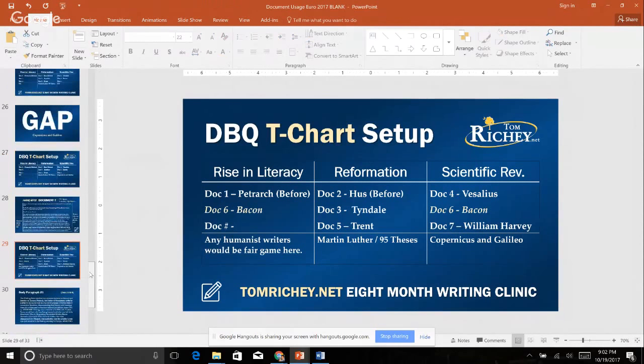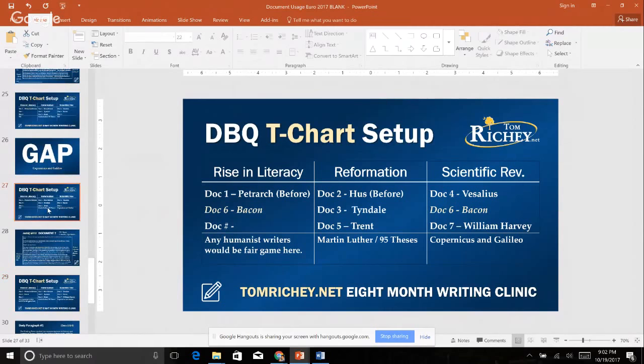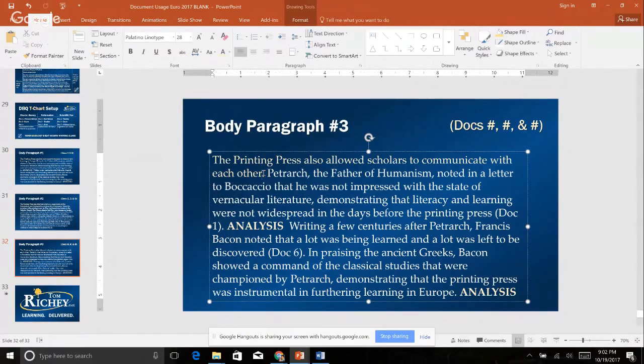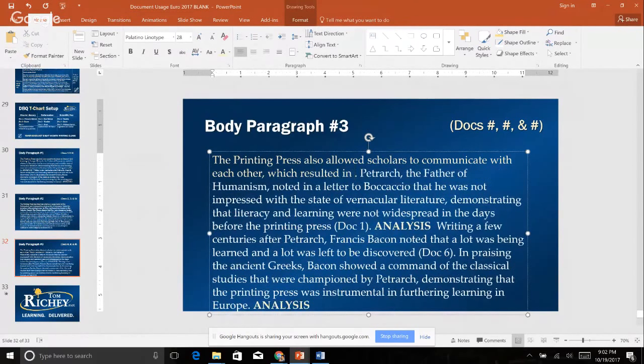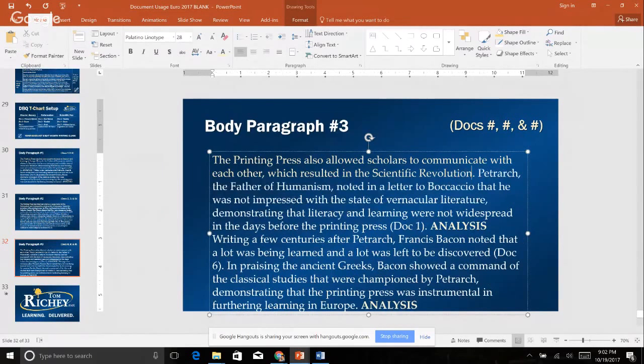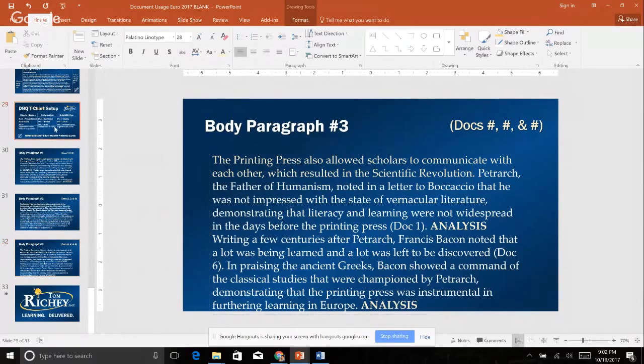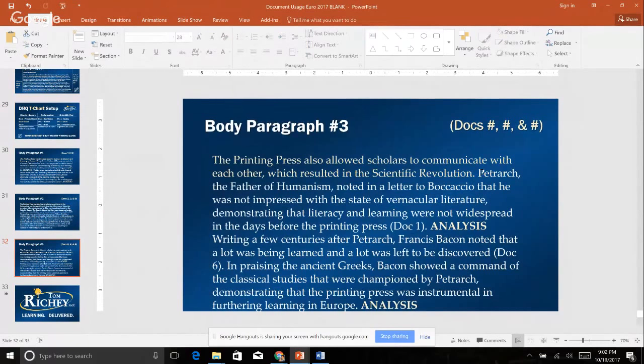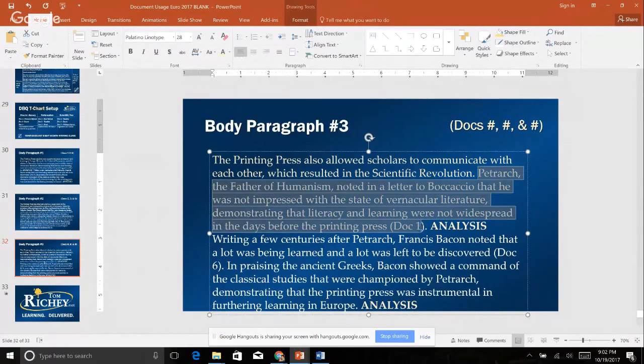If you mention something like, Machiavelli's work was printed, it was very popular, people were reading that across Europe, so it also allowed scholars to communicate with each other, which resulted in the scientific revolution. And so what we could do here is we start with Vesalius, Andreas Vesalius.